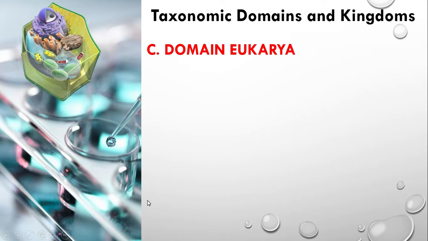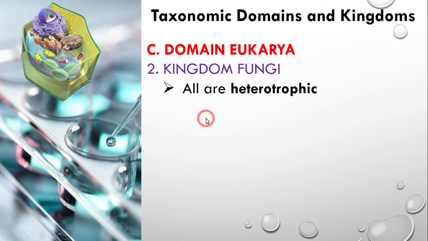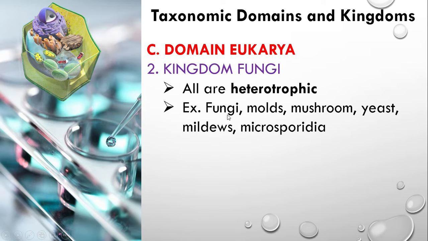The second kingdom under domain Eukarya is the kingdom Fungi. Organisms belonging to this kingdom are all heterotrophic, meaning they obtain their energy by ingesting or taking organic materials from others. So they cannot photosynthesize. That is why kingdom Fungi is heterotrophic. Examples of fungi are molds, mushrooms, and yeast, which is used to make bread rise.